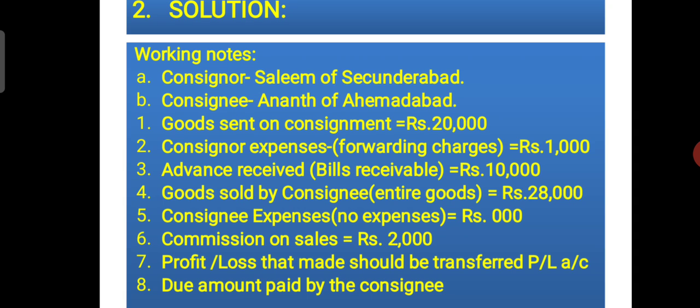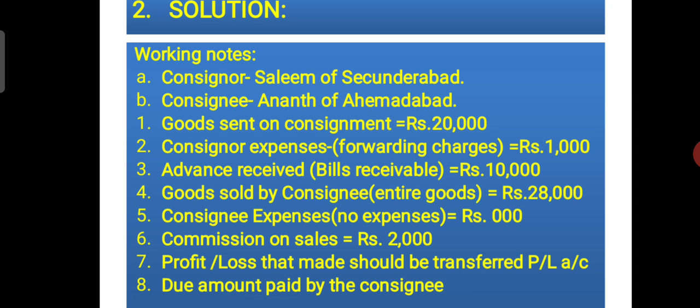Here, who is the consignor? Salim of Secunderabad. Point B, consignee, Anant of Ahmedabad. Goods sent on consignment, rupees 20,000. So first point here, goods sent on consignment. A and B points are only for information; we have to write the consignor name as well as the consignee name. But the important point 1 is that goods sent on consignment, rupees 20,000. For this we can write an entry in the consignor's book.